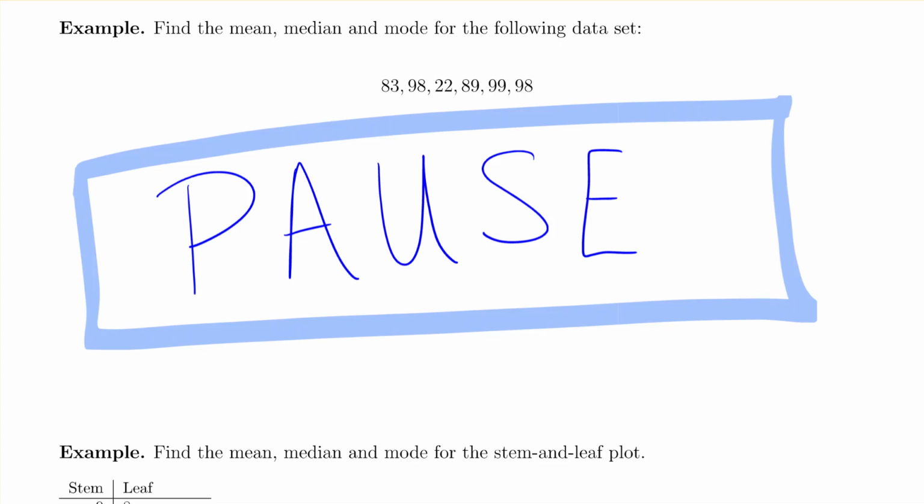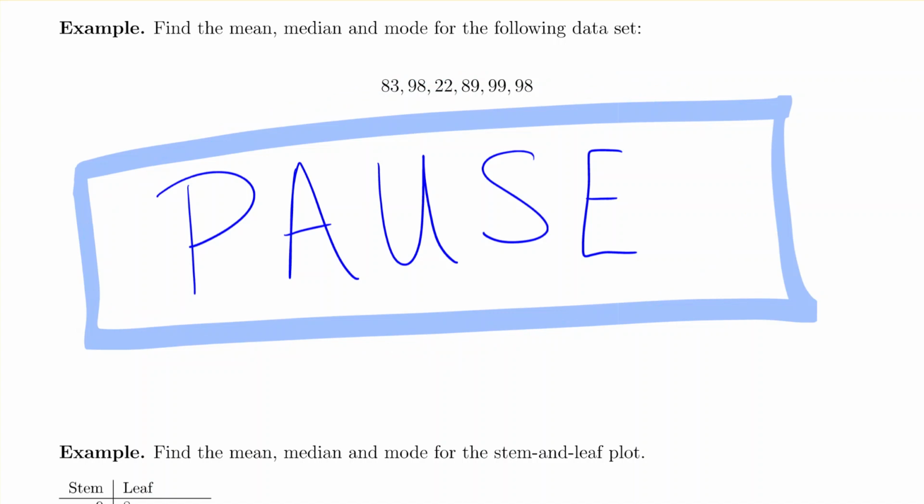Now keep in mind, the goal of this video is a review video. So for each of the problems I'm going to introduce, I'm going to display this pause reminder on the screen. And when you see this, I would encourage you to pause the video and attempt it on your own. If a formula is needed, look back in your notes and find the appropriate formula and use it. And then only when you've attempted the problem on your own, unpause the video and check the solutions.